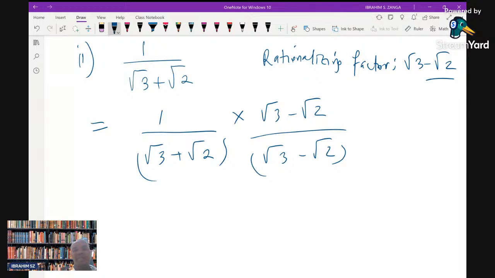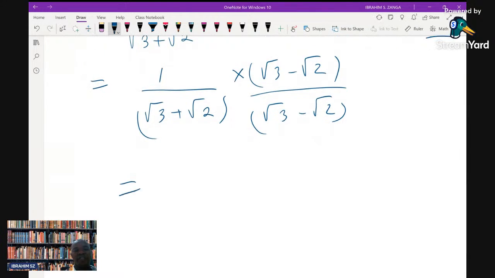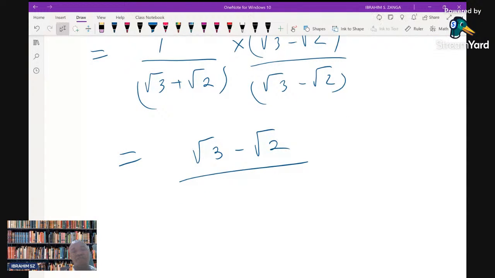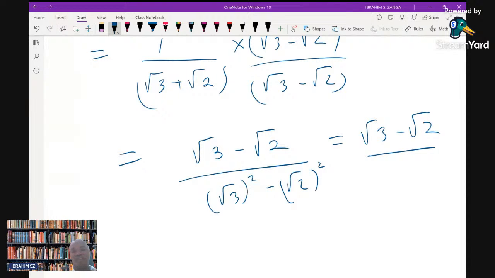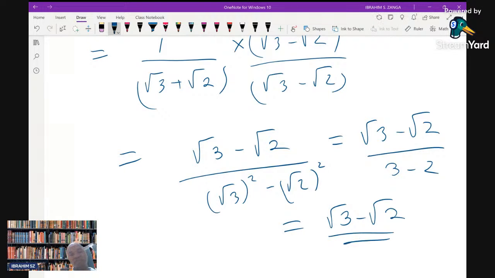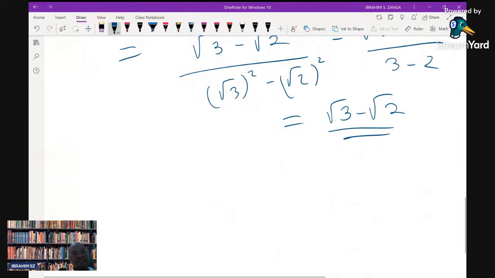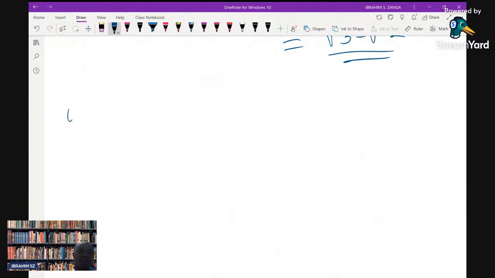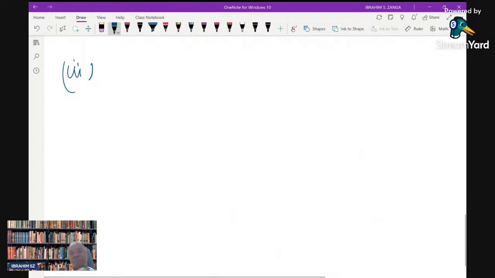So when you multiply here, dear students, what we are going to get in the numerator, you have square root of 3 minus square root of 2 divided by, we have seen difference of 2 squares, so this is square root of 3 squared minus square root of 2 squared. It is square root of 3 minus square root of 2 over 3 minus 2. The result is going to be square root of 3 minus square root of 2. So that is second example. We go to third example.